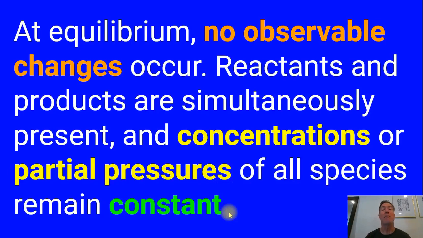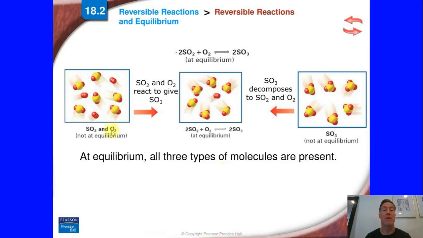And we say at equilibrium, no observable changes occur. That's because the forward and reverse reactions are both proceeding. And so you're going to have some of the reactants and products simultaneously present. The concentrations or the partial pressures, if we're talking about gases, remain the same. Starting with SO2 and O2 only, well, that's not at equilibrium, so that's going to react and create some SO3. Or if we start with just SO3, the product, not at equilibrium, it will break down and decompose into SO2 and O2. And at equilibrium, we'll have some of each. We'll have some reactants present, we'll have some products present, so all three will be present at equilibrium.